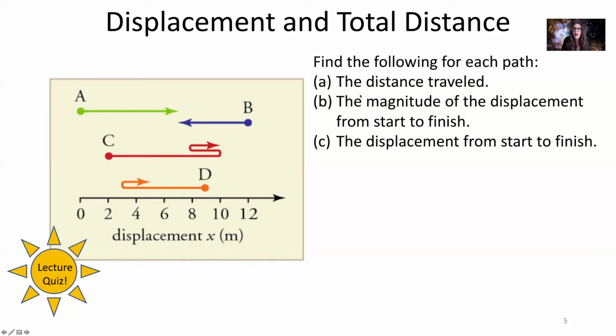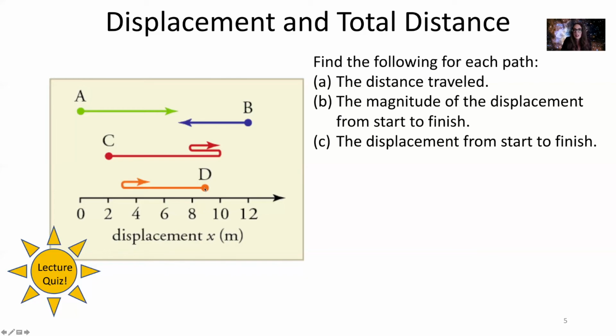So for each of these paths, I want you to tell me the total distance that was traveled on this path, the magnitude of the displacement, and the displacement from start to finish. So the displacement, remember, has a direction, so we have to put a plus or minus on it. The magnitude doesn't have a direction, so we don't put any sign on the front of it, okay? So it's just a size. I'm going to work through example D here.